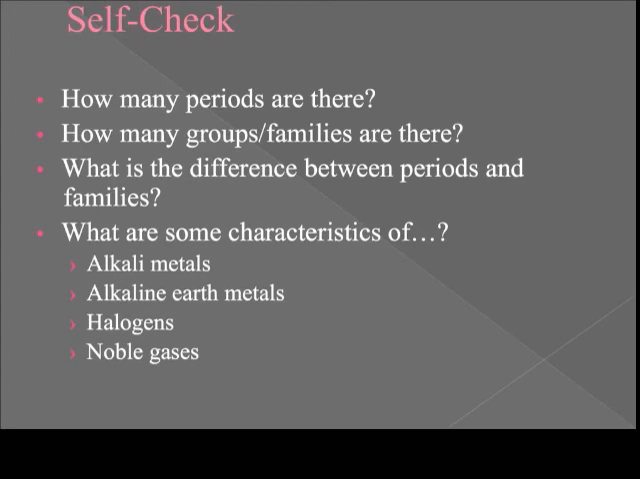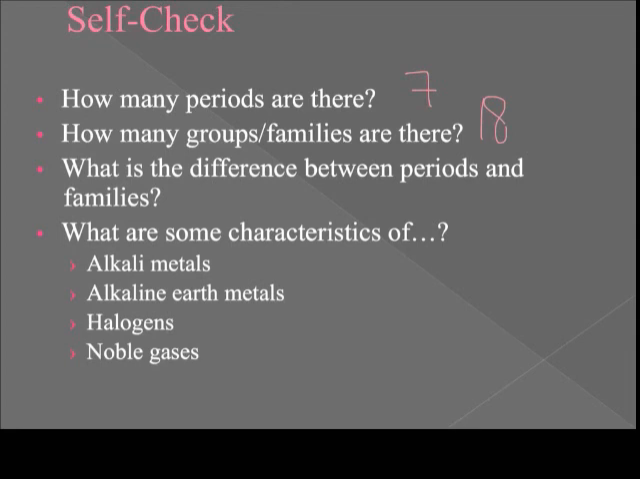Okay, time for a self-check. Pause this video and see if you can answer these questions on your own. Question 1. How many periods are there? Did you answer 7? Then you got it correct. Good job. How many groups or families are there? There are 18. Good. What is the difference between periods and families?